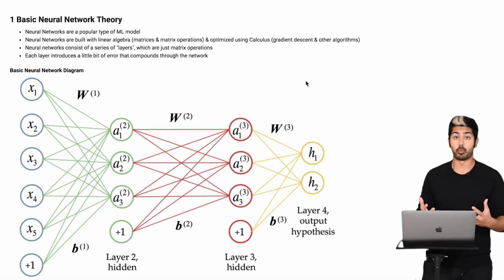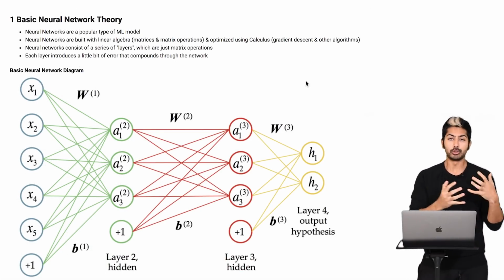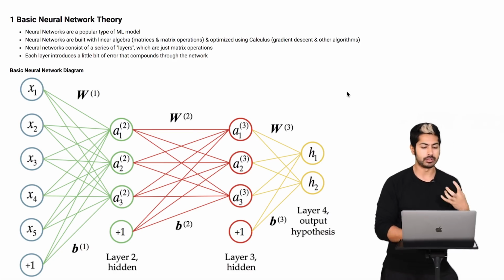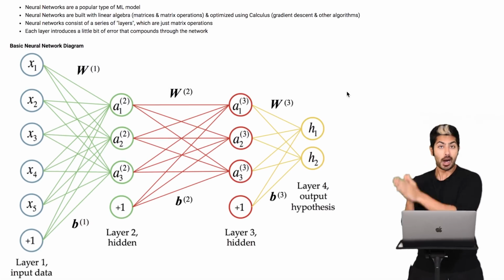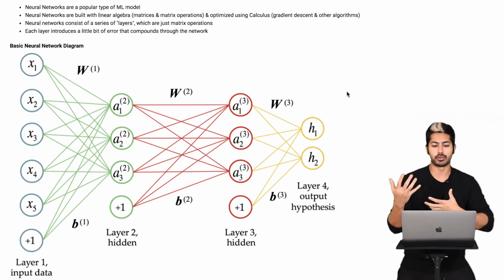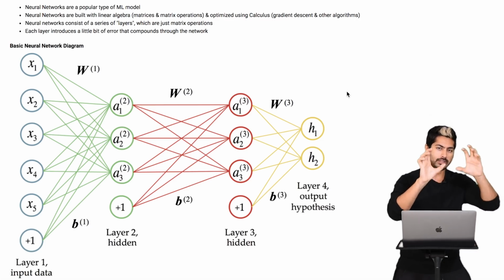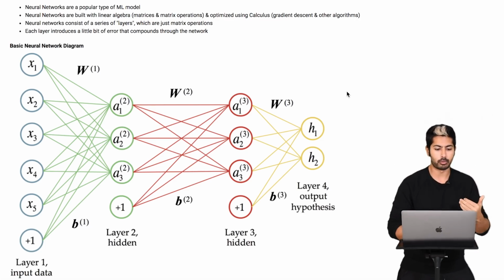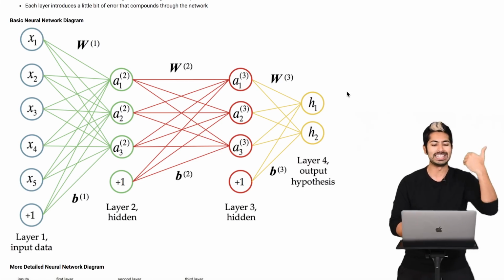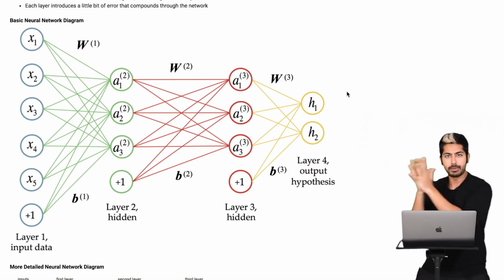Here we go. So neural networks are popular types of machine learning models, right? Neural networks are built with linear algebra, meaning they are matrices with matrix operations, and they are optimized using calculus. Calculus is the study of how things change over time. It's used in physics a lot. We'll get into this in a second. So neural networks consist of a series of layers, which are just matrix operations, and each layer introduces a little bit of error that compounds through the network as we propagate forward.